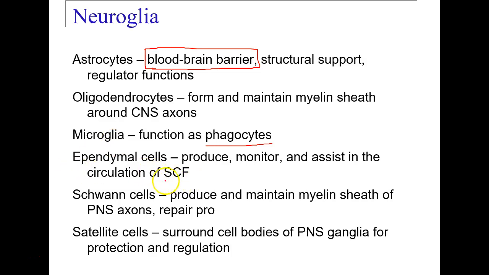Ependymal cells, very specific. I did mistype this. This should be CSF. It is cerebral spinal fluid. So we are producing, monitoring, and assisting in the circulation of cerebral spinal fluid. Schwann cells, we produce and maintain the myelin sheath in the peripheral nervous system axons. And here we can actually help repair damaged neurons as well. Satellite cells, we surround cell bodies in the ganglia of the peripheral nervous system for protection and regulating functions as well.